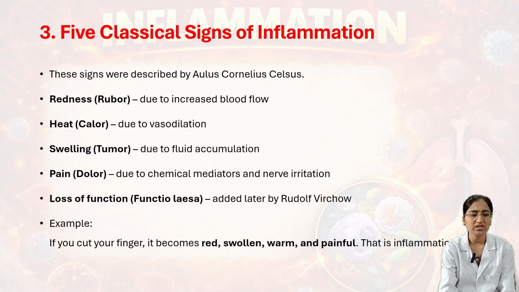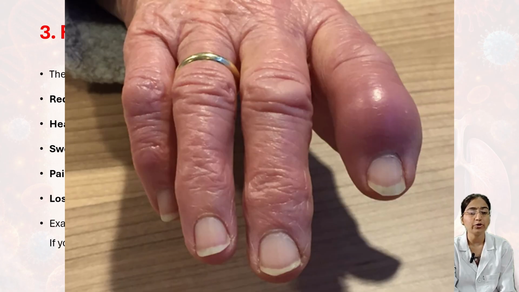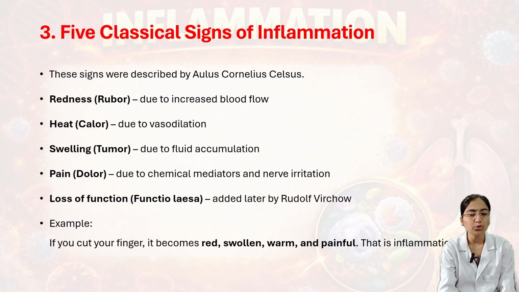The first classical sign is redness, that is rubor, which is due to increased blood flow. The second sign is heat, called calor, which is due to vasodilatation. Vessels get dilated, that is due to vasodilatation or dilation we can say. The third classical sign is swelling, called tumor, which is due to fluid accumulation. There will be a collection of fluid, contaminated fluid. And then pain, called dolor, due to chemical mediators and nerve irritation.